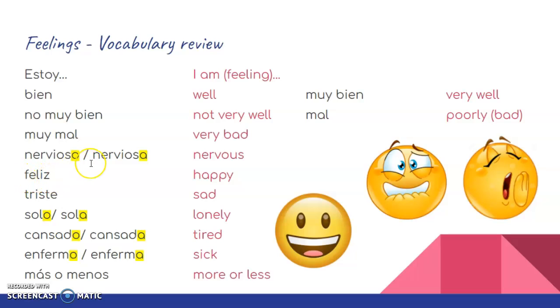Feliz doesn't end in an O or A, so we don't need to change it. Estoy feliz. Triste. That's sad. Doesn't end in an O or A, so it doesn't need to change. Estoy triste. Solo. O for a boy, A for a girl. Estoy sola. Lonely.